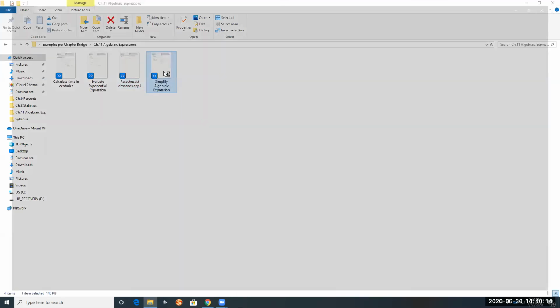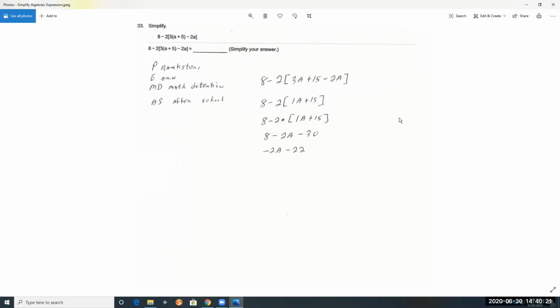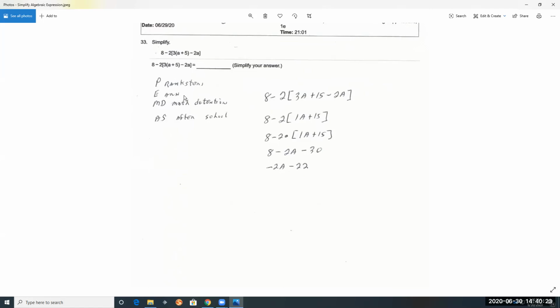And finally, we want to simplify an algebraic expression. We would like to use PEMDAS. And I'm going to define PEMDAS as pranksters earn math detention after school. Parentheses first, exponents, multiply or divide as we go left to right, add or subtract as we go left to right.